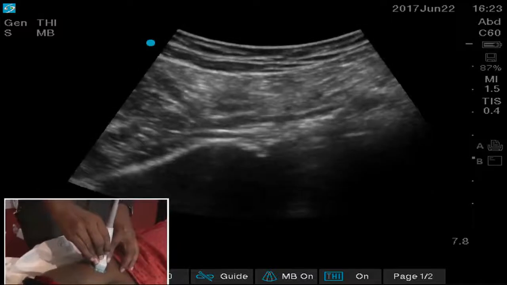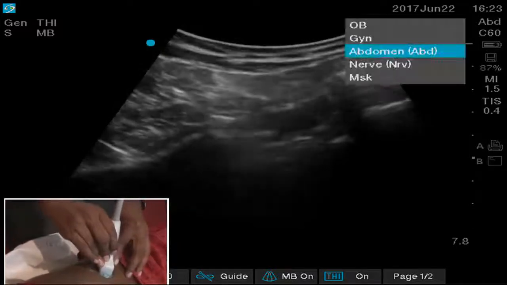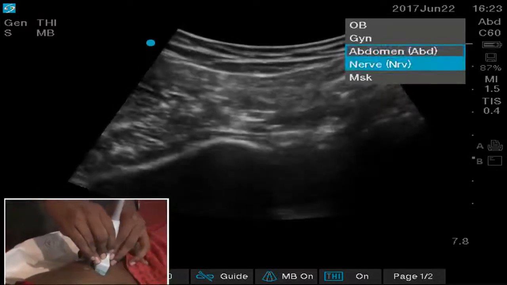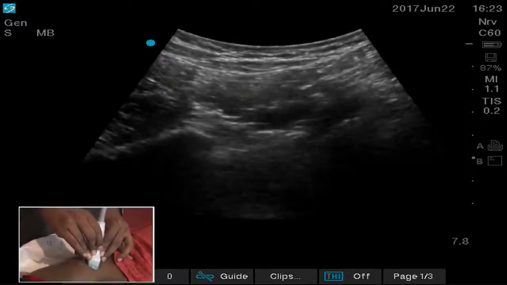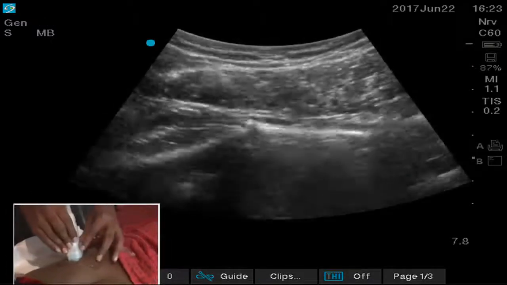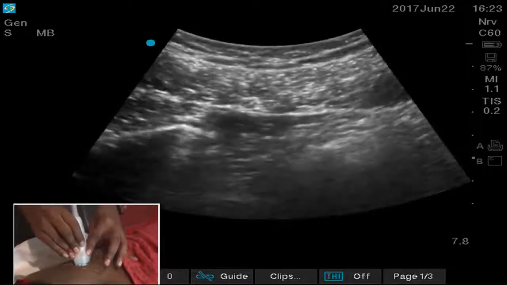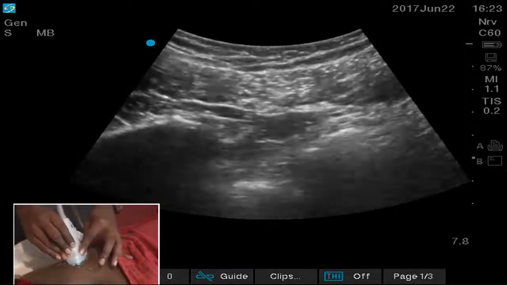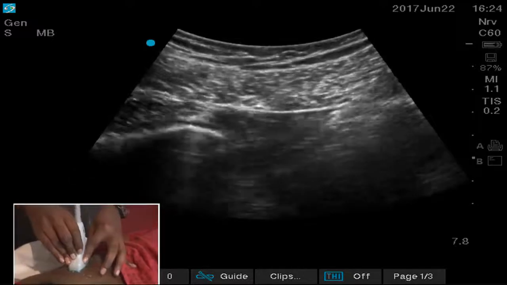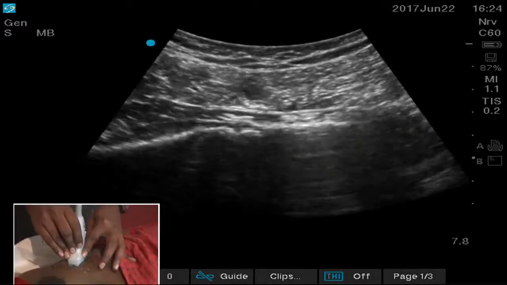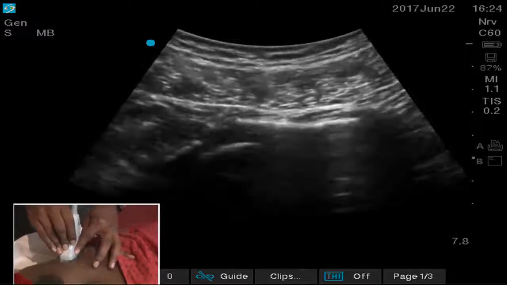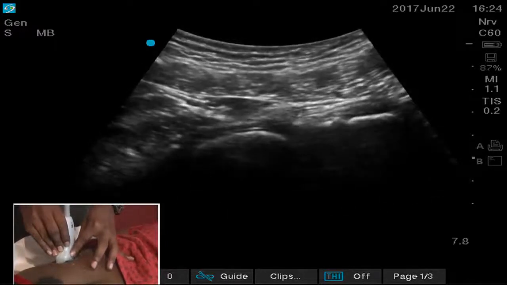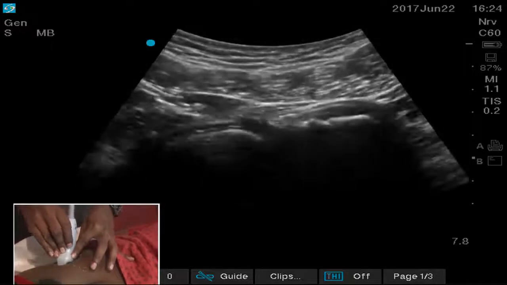So now I am getting a continuous iliac bone on top. So the bone is continuous here. Increase the gain. So this is a continuous iliac bone. When I scan down, you will get a break in the continuity of the iliac bone.